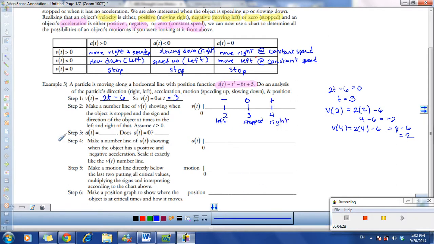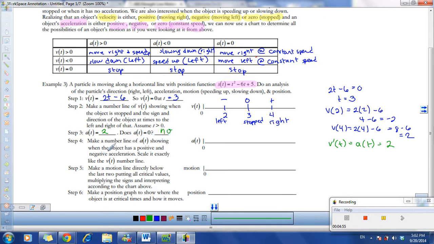Okay, so step 3, find your acceleration function. Remember, the acceleration function is the second derivative of your position function, or the derivative of your velocity function. So v prime of t equals my acceleration function, which is going to be 2. So my acceleration function is 2. Does a of t equal 0?